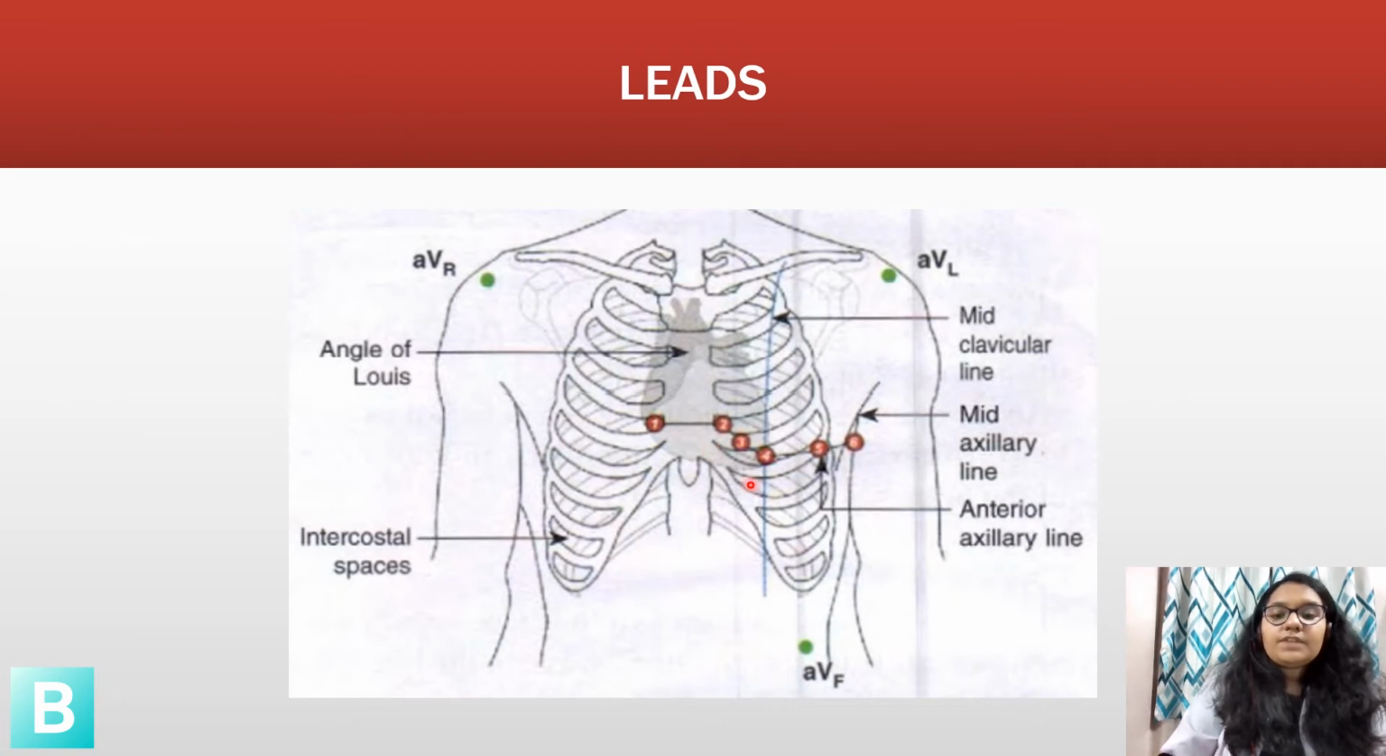Then we place V4 in the fifth intercostal space in the mid-clavicular line. The V3 lead is placed in between V2 and V4. V5 is placed in the fifth intercostal space in the anterior axillary line, while V6 is placed in the fifth intercostal space in the mid-axillary line.